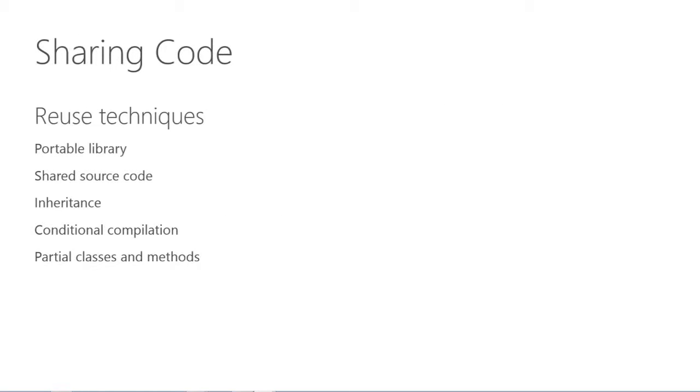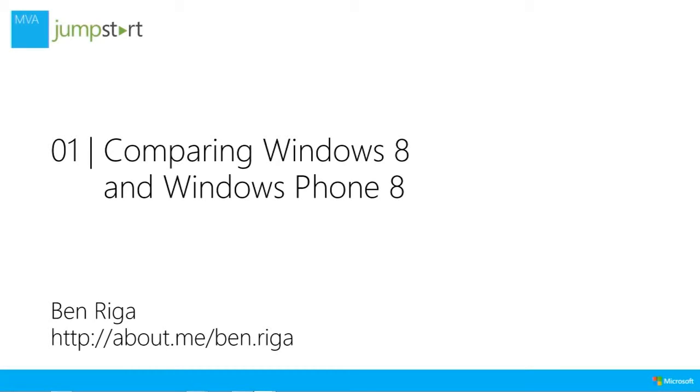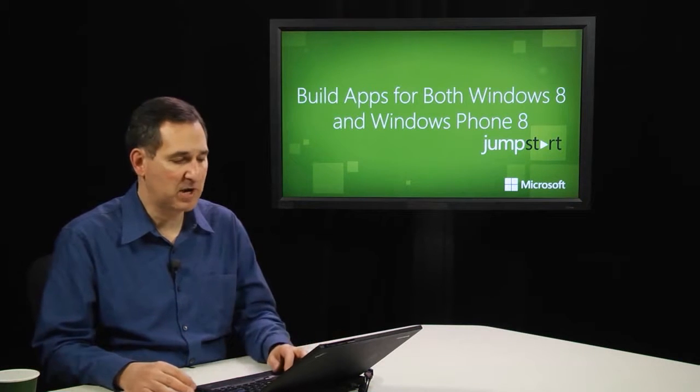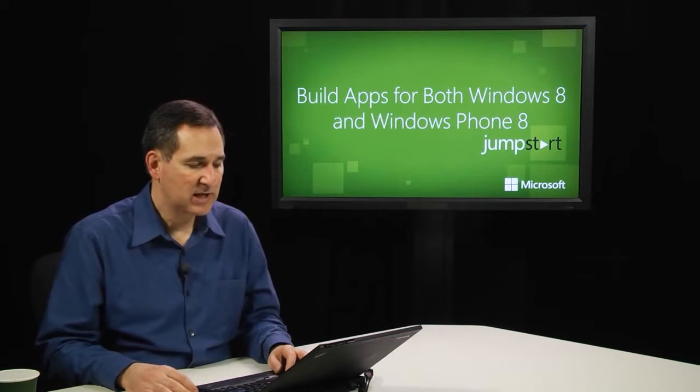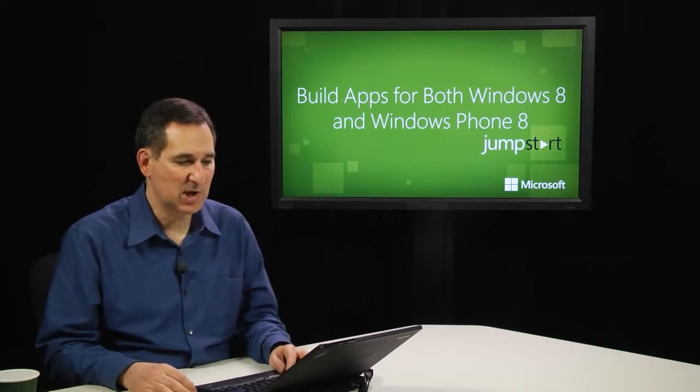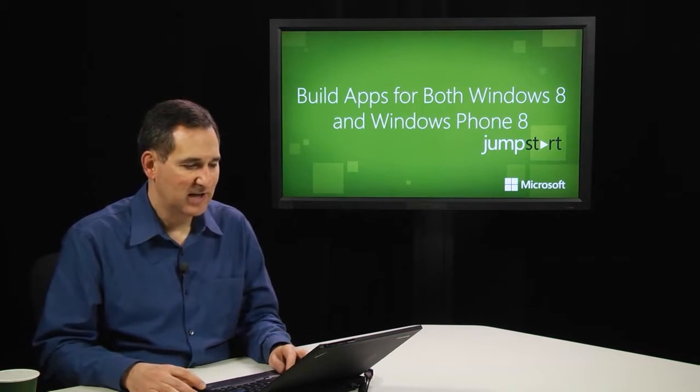And then, as I said, once we have that base, we'll talk about how to share code. And there we'll talk about things like portable class libraries, sharing source code between projects and solutions, inheritance, conditional compilation, and then finally partial classes and methods. And so with that, I think we should just dive in. The first step, as I said, is we're going to talk about comparing Windows 8 and Windows Phone 8, and so that's our first stop in this journey.